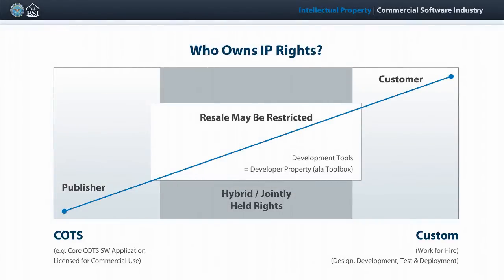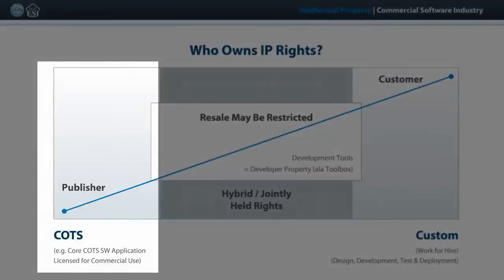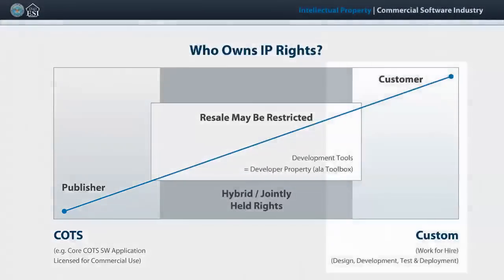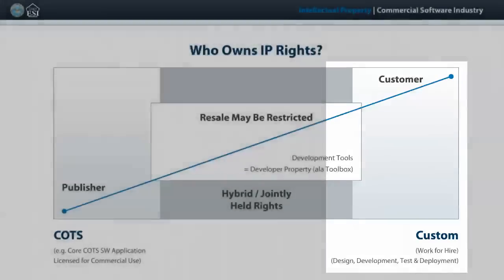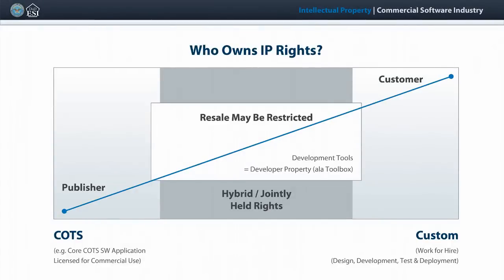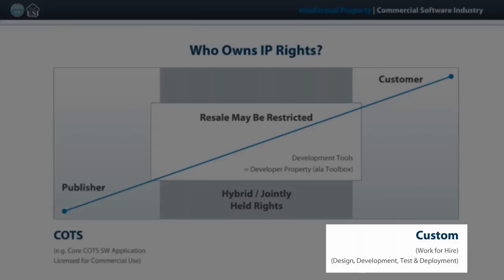As a general rule, the publisher owns the IP rights to the products it licenses when no changes are made to that product. This is shown on the far left-hand side of the chart. On the opposite side of the spectrum, customers often hire development firms to create custom software to meet their unique needs. In that case, the customer owns the IP rights to the solution that is developed as a work-for-hire, as represented on the far right side of the chart.